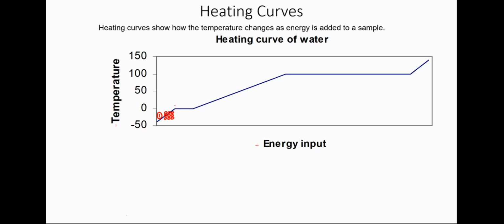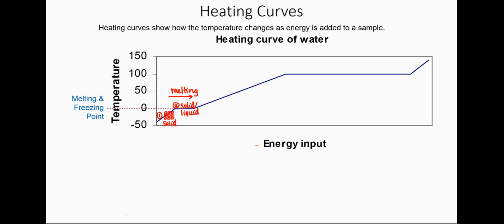At step 2, we will have, so step 1 was solid, step 2 will have a mix of solid and liquid. So at step 2, we're actually melting. And notice how we stay constant at 0 degrees. We're going to stay constant at the melting and freezing point of liquid water.